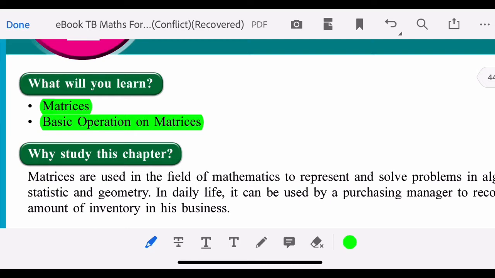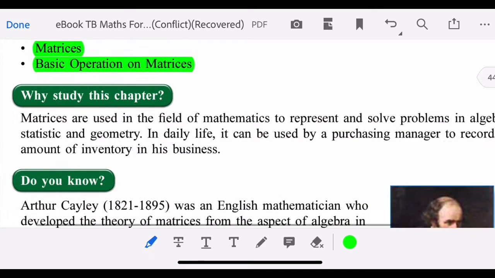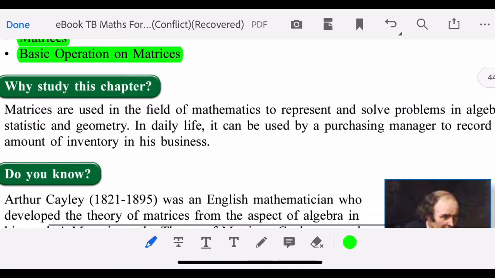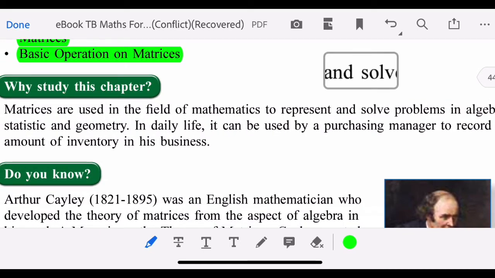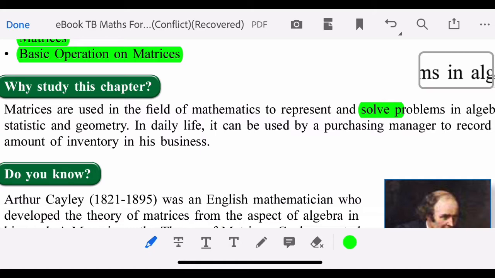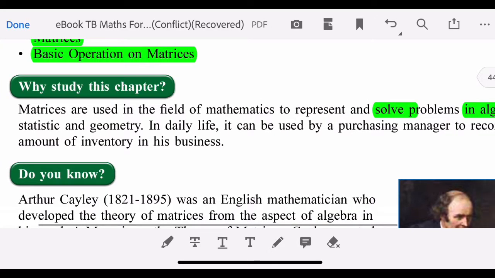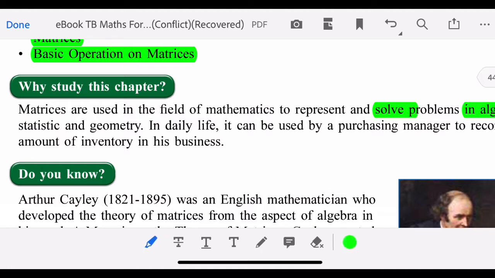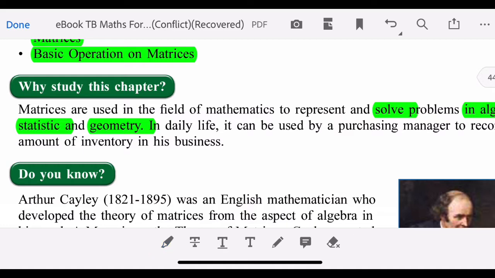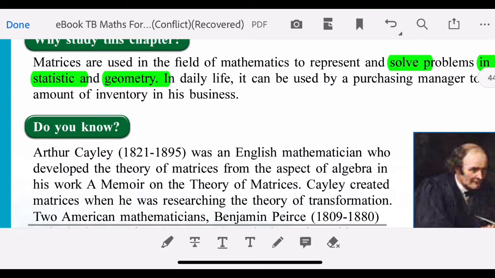Okay, why study this chapter? Matrices are used in the field of mathematics to represent and solve problems in algebra, right? Especially statistics and geometry, right? Okay, in our daily life, it can be used by a purchasing manager to record the amount of inventory in his business.